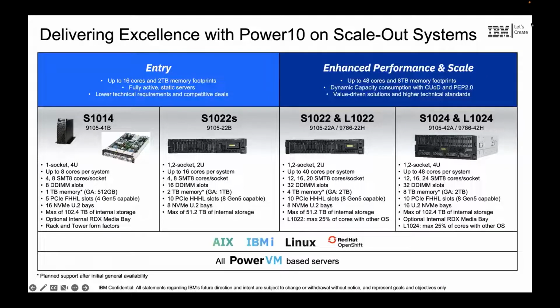On the right, we have a couple other boxes, an S1022 and an S1024, and an L version of these. You'll remember we had the HANA flavor of the 922 and 924. They weren't really just HANA, they were Linux. So we refined that approach, and the L stands for Linux. Each of these versions is functionally identical, same parts, same system.